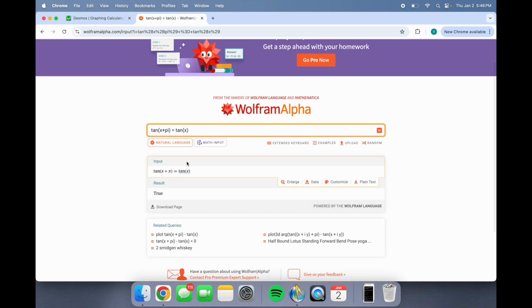So this also tells us something that's more interesting, is that if we shift tan, the graph of it, to the left or to the right by pi, it actually lands on top of itself. And pi is actually the period of the tangent function.